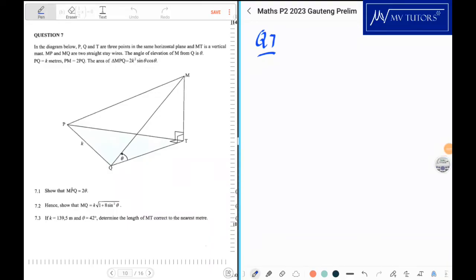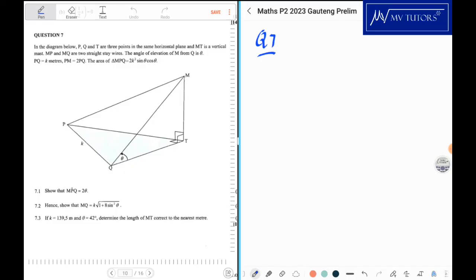It says in the diagram below, P, Q, and T are 3 points in the same horizontal plane, and MT is a vertical mast. MP and MQ are 2 straight stay wires. The angle of elevation of M from Q is theta. PQ is K meters. PM is twice PQ. The area of triangle MPQ is 2K squared sine theta cos theta.